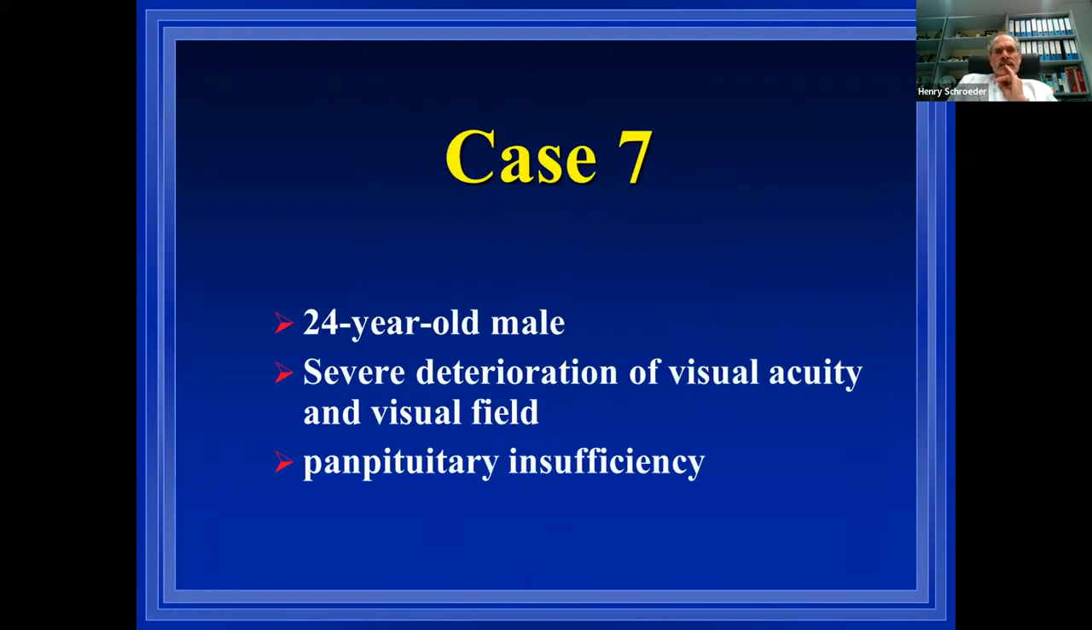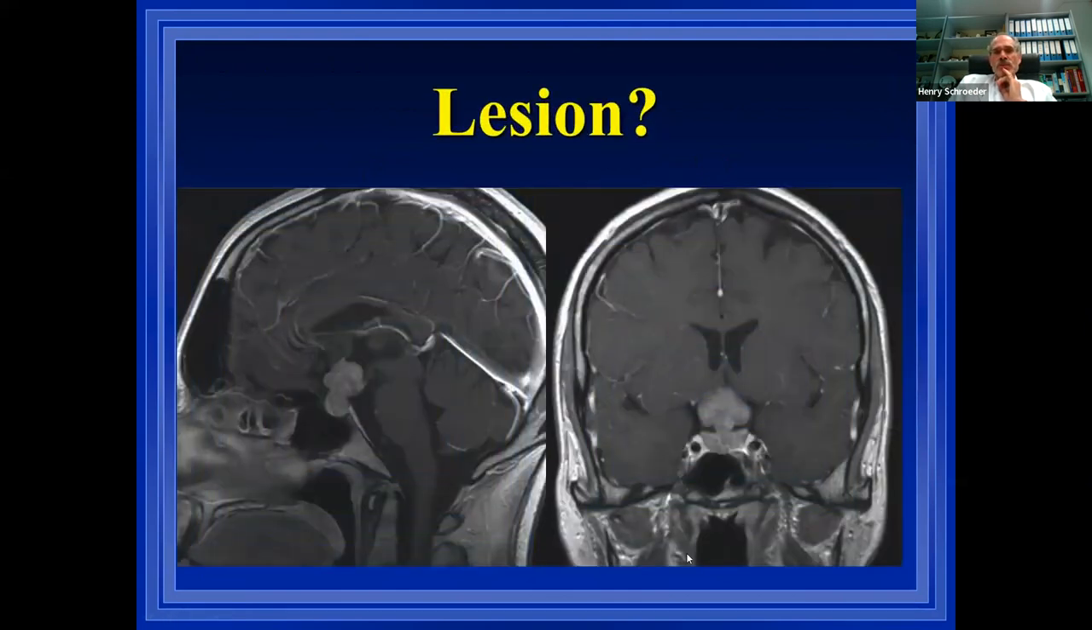This was an interesting case. There was a 24-year-old male, severe deterioration of visual acuity, visual field, and panhypopituitarism. And you see, that is an unusual lesion. What is this? See, the pituitary gland is very thick. The stalk is thick, but also the chiasm is enhancing and bulging. So initially, you were thinking, is this an optic pathway glioma? But how is the pituitary gland thick? So it was not clear what it is.